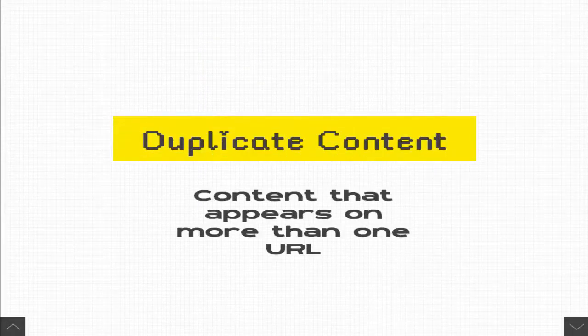Welcome to Chapter 4, Section 2. One of the first things we will be discussing in this section is duplicate content. This is problematic for many search engine marketers. Duplicate content is content that appears on the internet in more than one place or URL.